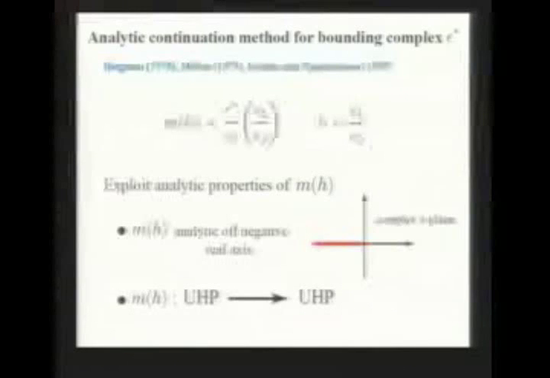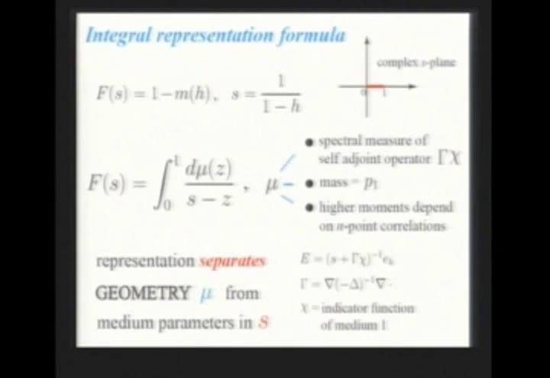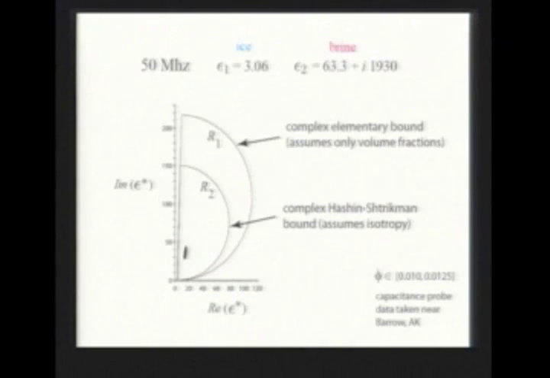H is the ratio of the component parameters, and it's a beautiful analytic function. It takes the upper half plane to the upper half plane. It's analytic off the negative real axis. And then with an auxiliary function, one can get a very beautiful and powerful integral representation based on the spectral measure of a self-adjoint operator, which incorporates all the geometrical information about the composite. And the mass of that measure is the porosity of the composite material you're looking at, such as sea ice. You get all these bounds in the complex plane.